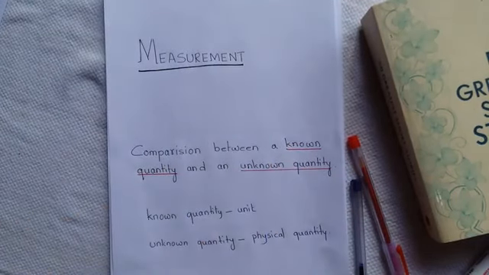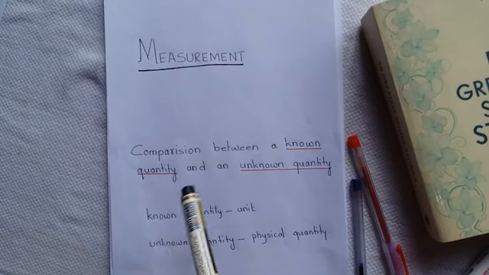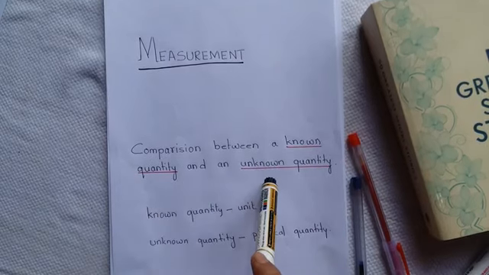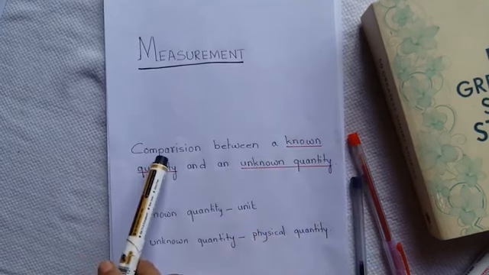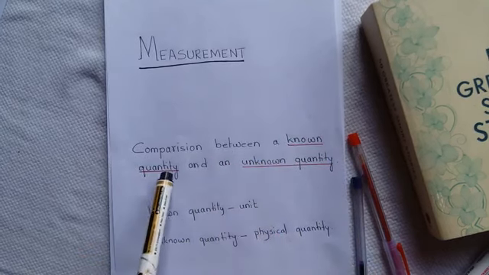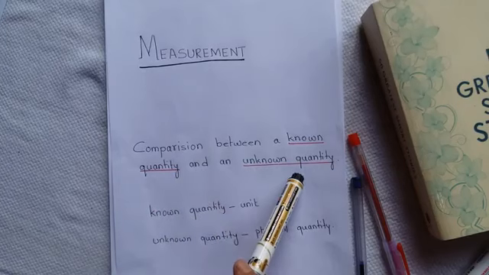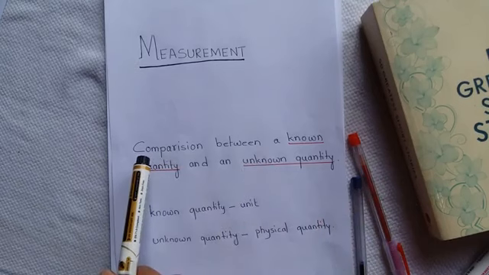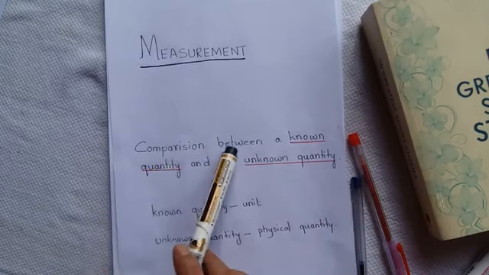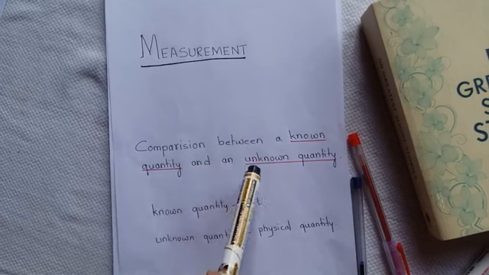As we all have the general idea of what measurement is, but let us try to know it in a scientific way. So let us check out the definition. As you can see, here we have the definition of measurement, and measurement is defined as comparison between a known quantity and an unknown quantity. Once again, I repeat the definition. Measurement is a comparison between a known quantity and an unknown quantity.